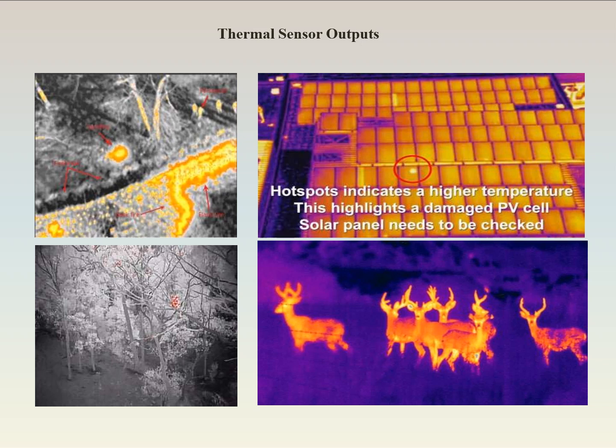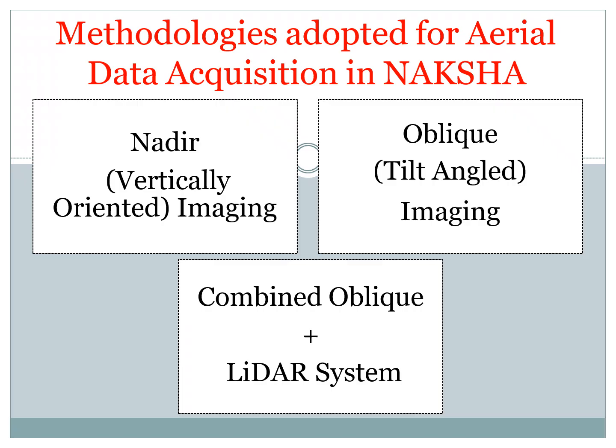For example, they can spot a leaking pipe in a building or find a wildfire in a forest. They're also great for checking if a house is losing energy. It's like having heat vision goggles on a drone. Now discuss about methodologies adopted for aerial data acquisition in NAKSHA.